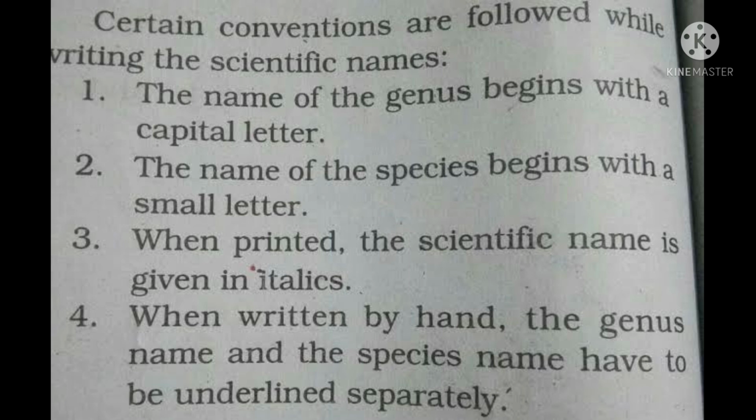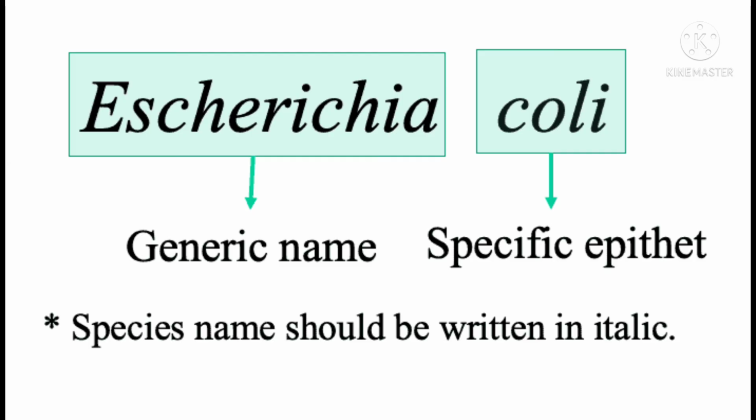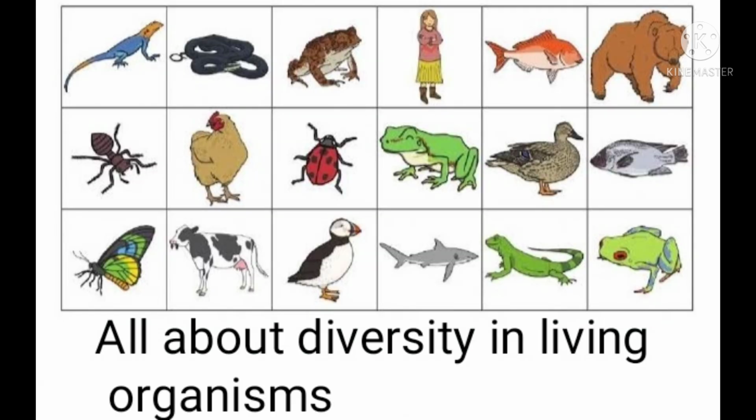Convention 1. The name of the genus begins with a capital letter. Convention 2. The name of the species begins with a small letter. Convention 3. When printed, the scientific name is given in italics. Convention 4. When written by hand, the genus name and the species name have to be underlined separately. Thus, binomial nomenclature is made up of two words, a generic name and a specific name. So this is about the diversity of living organisms.